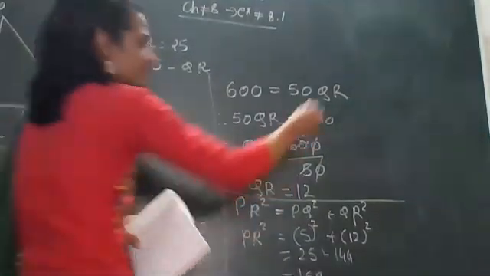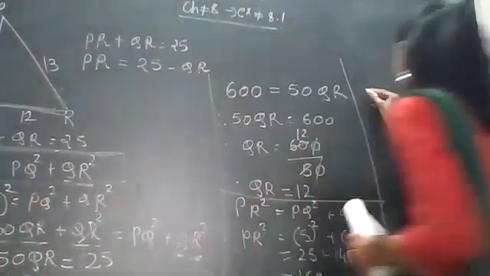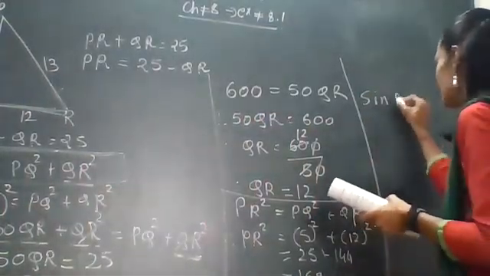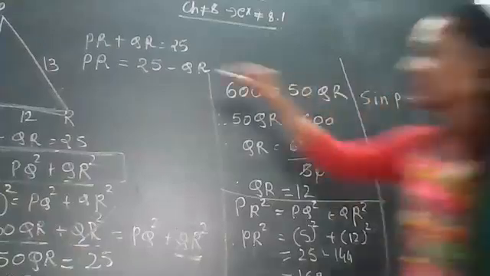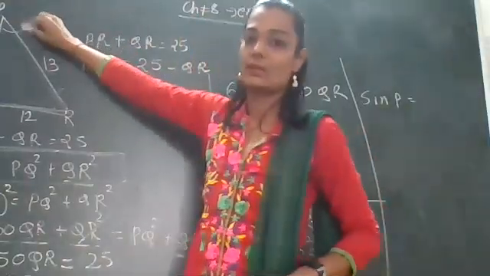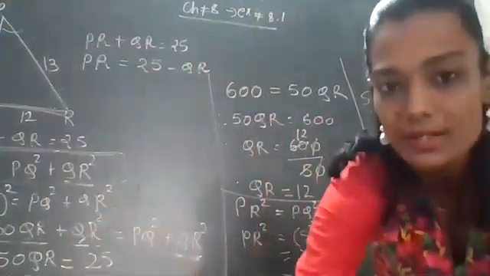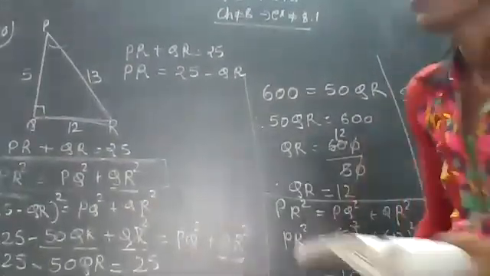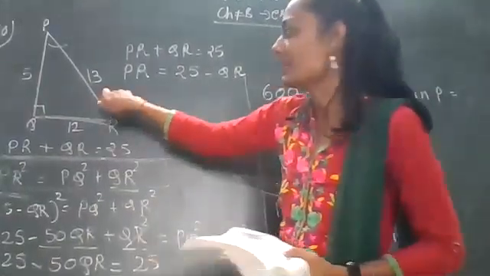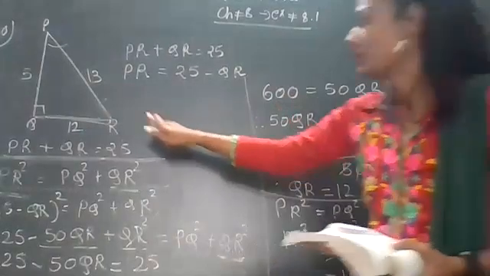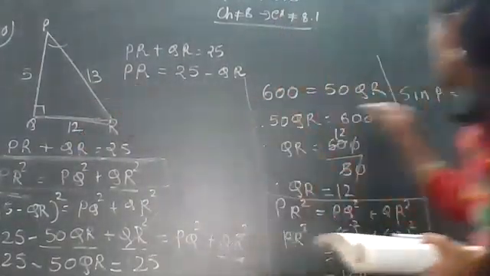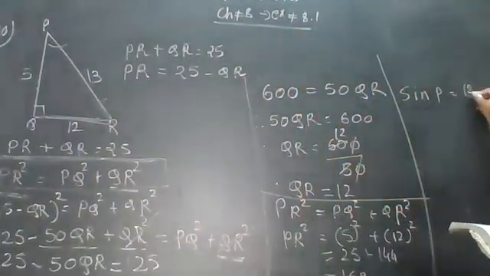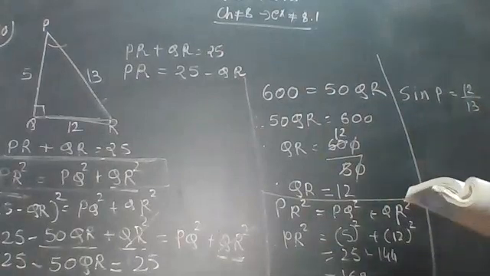So we are writing this side. We have to find out sin P. So what is the sin P? We have to consider now this angle. Sin P is equal to what? Opposite upon hypotenuse. So 12 upon 13 will come. So the value of sin P is equal to 12 upon 13.